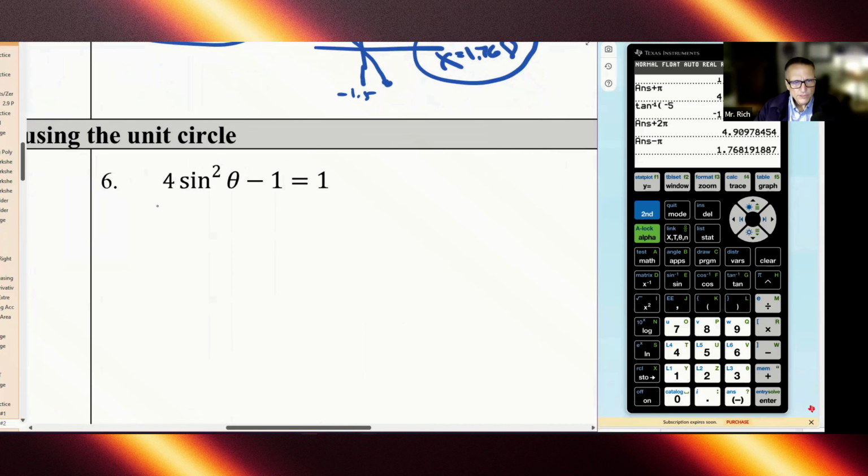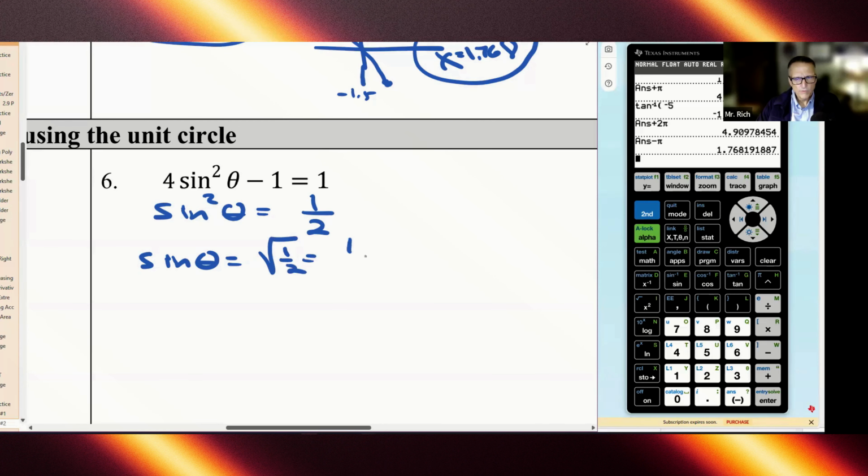So I'm going to solve for sine, right? So I'm going to isolate the sine squared. That's going to be 1/2. It'd be 2/4. Add the 1 over, divide by 4. I have 1/2. I'm now going to square root both sides. So when I square root sine squared, it gives me sine. This would be the square root of 1/2.